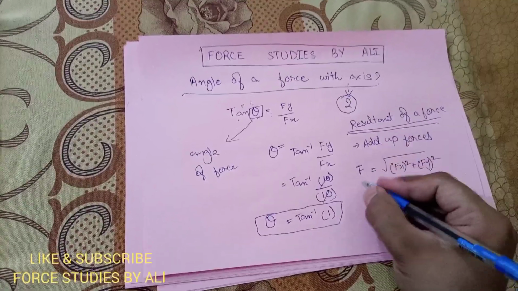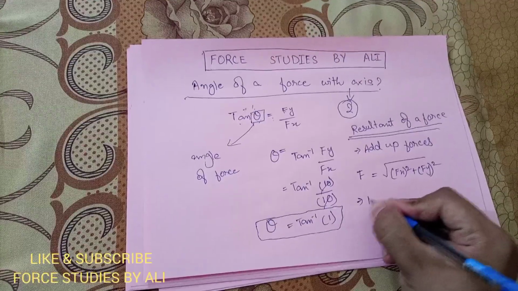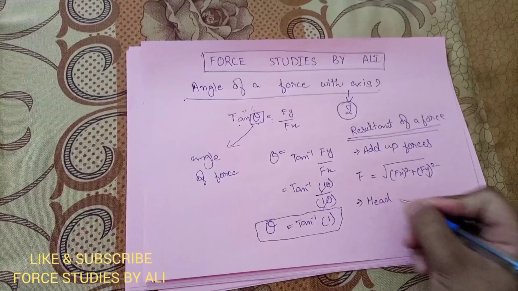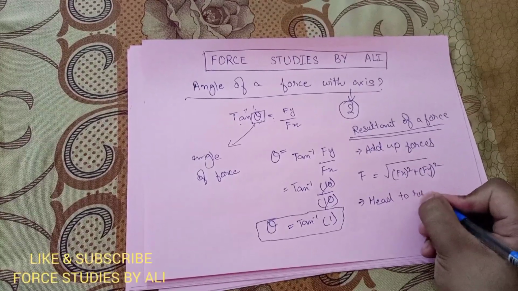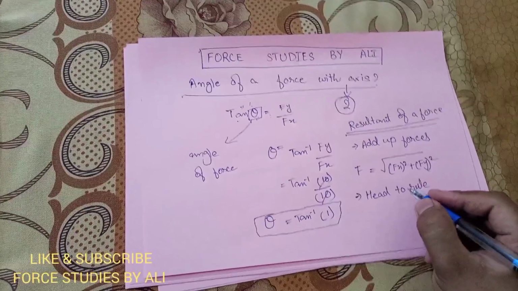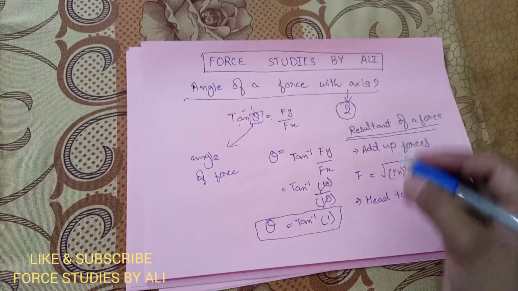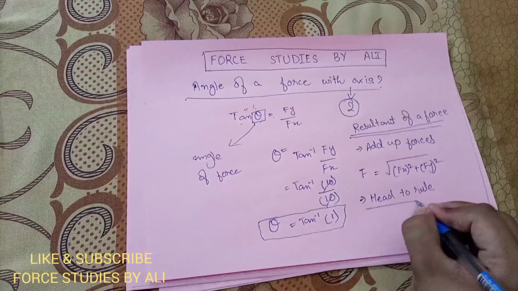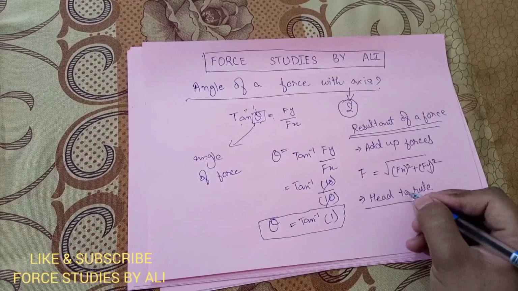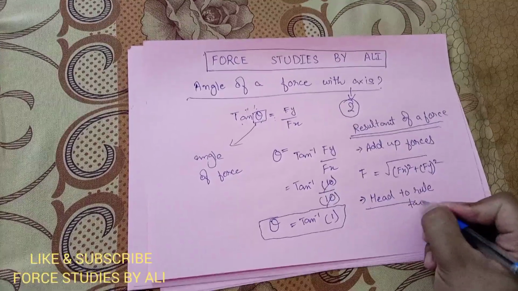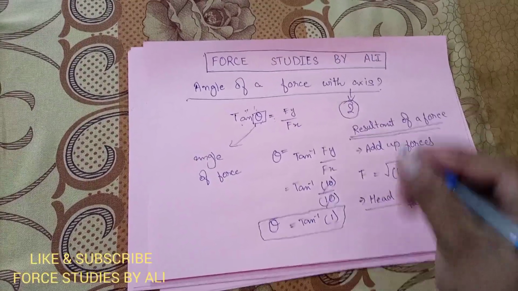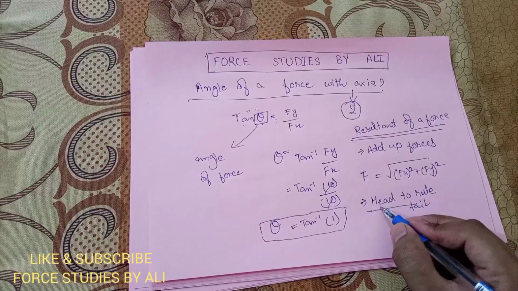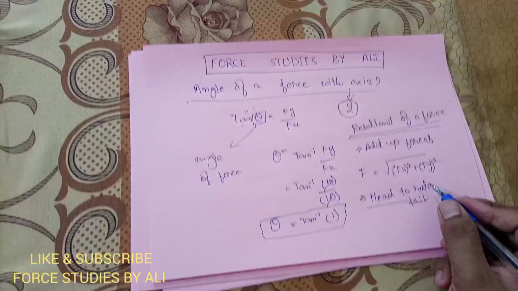The resultant of the force can also be found with the help of the head to tail rule. The head to tail rule is basically used to add forces. In order to combine forces, we will join the head of the first force with the tail of the second force.